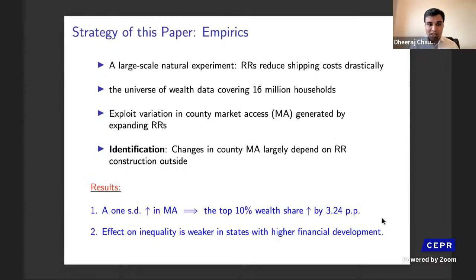So the headline result is that a 1 standard deviation increase in county market access leads on average to a 3.2 percentage point increase in the real estate wealth share of the top 10% in that county. So this is the main result. And the second result studies the sensitivity of inequality to trade costs. I find that the effect of lower trade costs on wealth inequality is slightly muted in areas with higher financial development, or in areas where the banking system is relatively more developed. So this is the empirics, and to rationalize this result, I write a quantitative model.